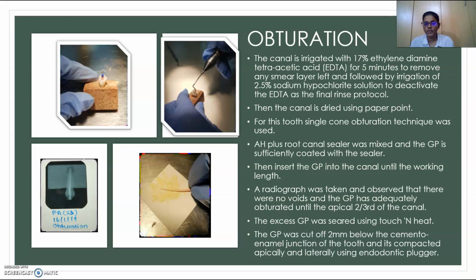Obturation is done by first doing the final rinse protocol, and then root canal sealer is mixed homogeneously, and a thin coat is applied onto the master gutta-percha cone. It's inserted up to the working length, and a radiograph is taken to ensure there's no void and it's homogeneously spread. Once it's inserted, the excess of the GP is cut using the touch and heat tip, up to 2 mm below the cemento-enamel junction, CEJ.